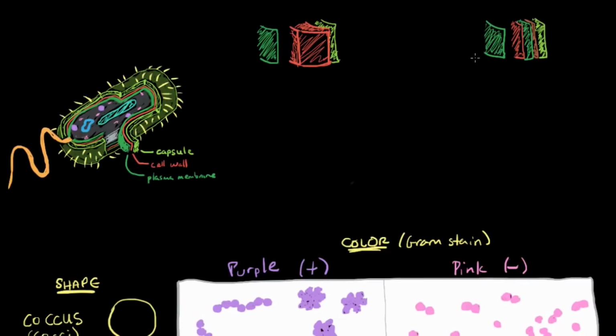But for the gram negative bacteria, they actually have the plasma membrane again, but they have a cell wall that is much thinner compared to the gram positive bacteria, and it's followed by another plasma membrane and then a special layer called the lipopolysaccharide layer, and then a capsule.